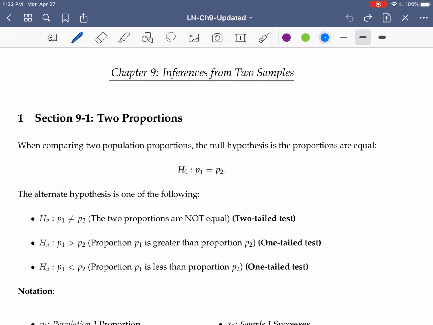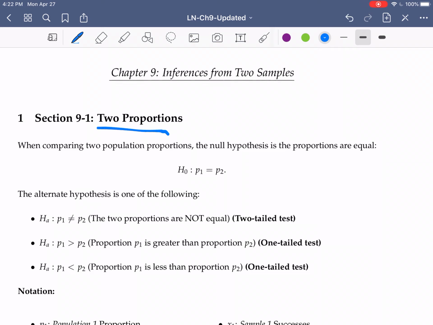In this video, we're going to start taking a look at two samples and doing hypothesis tests when we deal with two samples. To do that, we're first going to take a look at doing a hypothesis test when we are dealing with two different proportions.